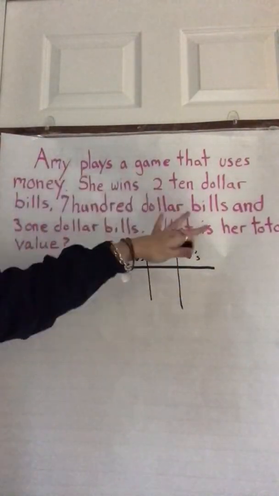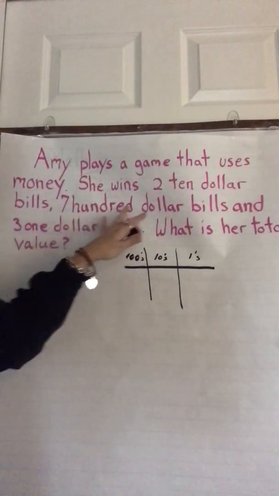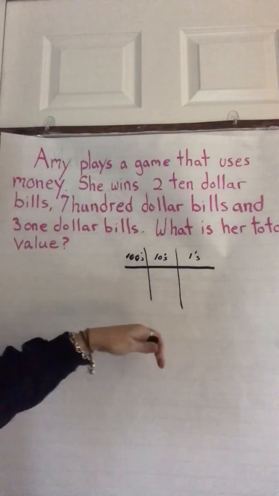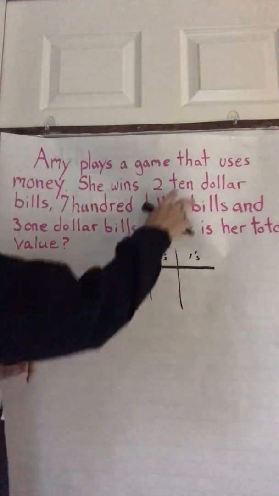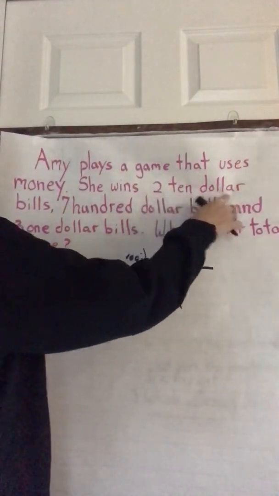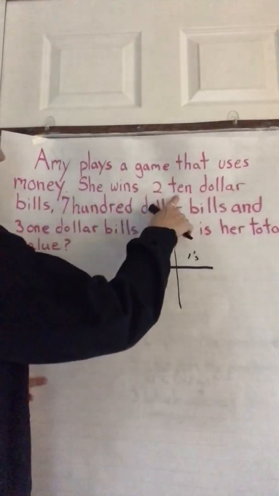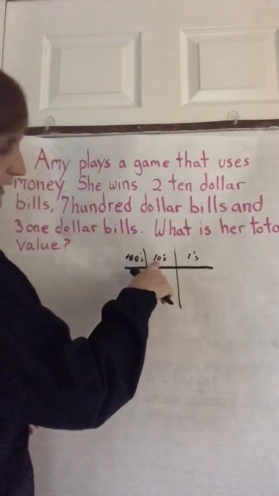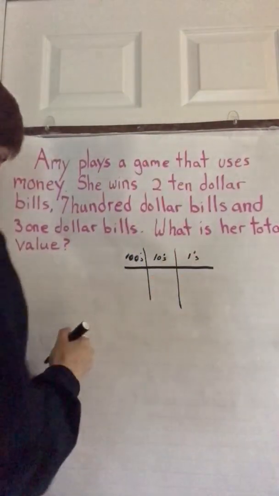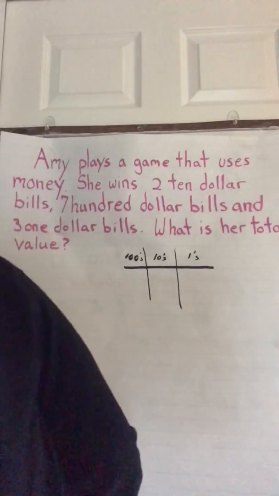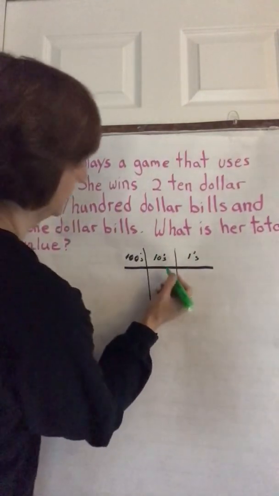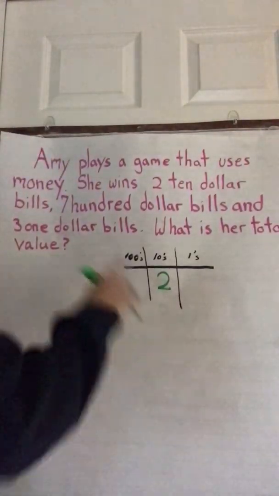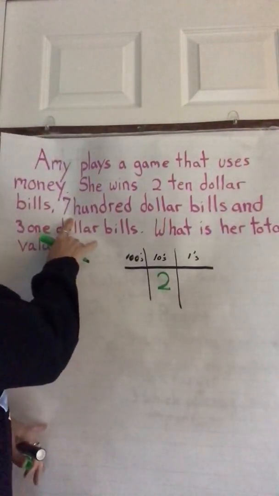So now we need to go up here and look at her different dollar bills and see which number we're going to put in which column. So the first one I see is 2 $10 bills. Okay, tens. I know that my 10 place is in the middle. It's right here. It says tens. So I'm going to put that 2 right here. There's my 2.